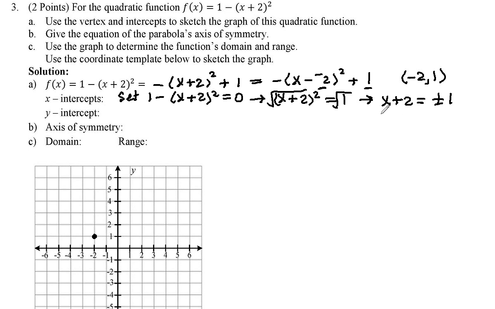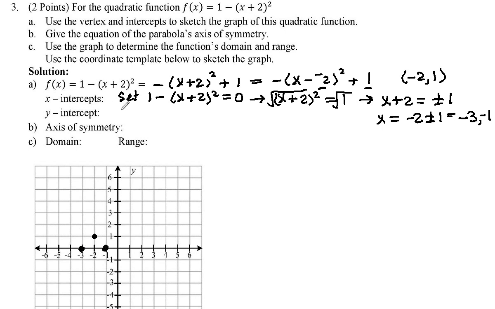And bring the 2 over as a negative. Your x is going to equal negative 2 plus or minus 1. Negative 2 minus 1 is negative 3, and negative 2 plus 1 is negative 1. So those are our x-intercepts where it hits the x-axis. So negative 3 here and negative 1 on the x.